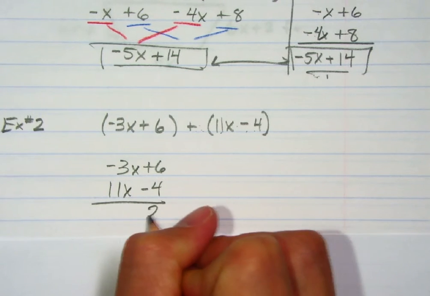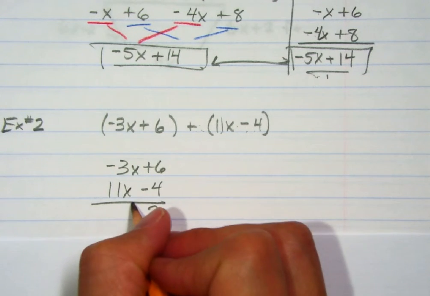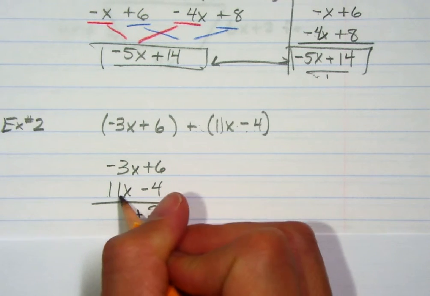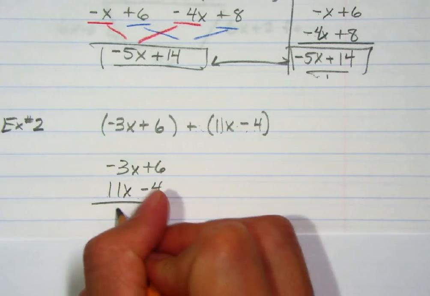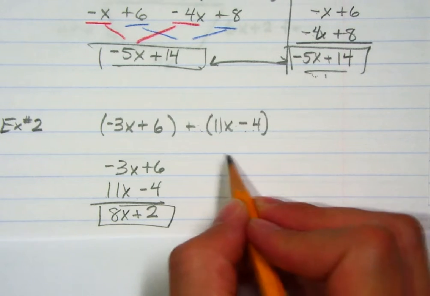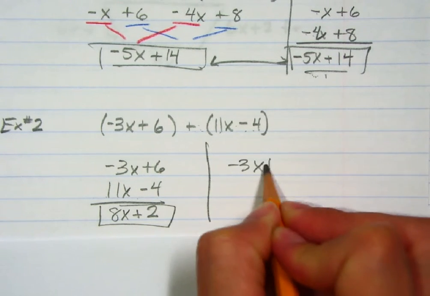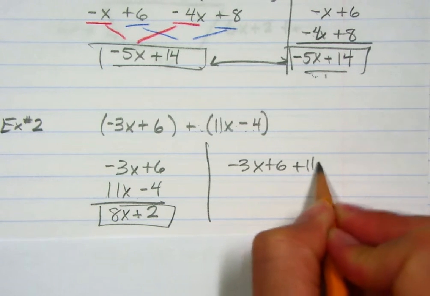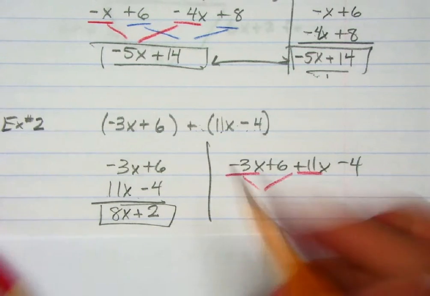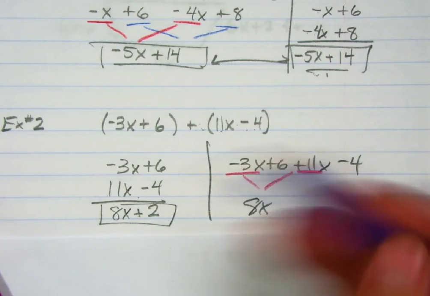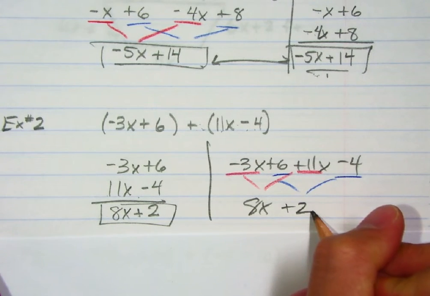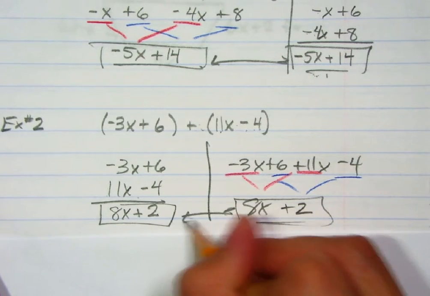If I go straight down, I can add those terms together. I get 2 over here, and that's a positive 2. Over here, I get negative 3x plus 11x, which is a positive 8x as my final answer. Okay. Again, if I would have done it differently, negative 3x, positive 6, a positive 11x, and a negative 4, and then combined terms, you would still get the same work. You'd still get your 8x, and your 6 minus 4 would still give you the positive 2, just like that. Okay, so either way, you still get the same answer.